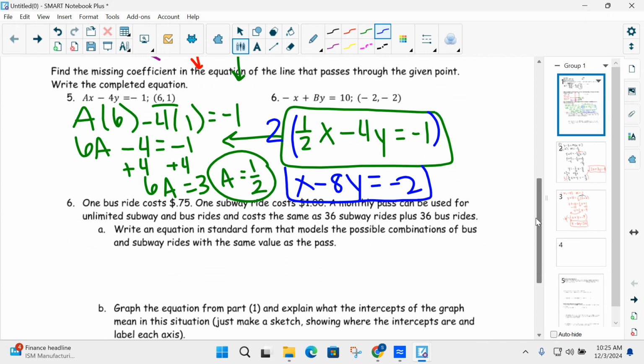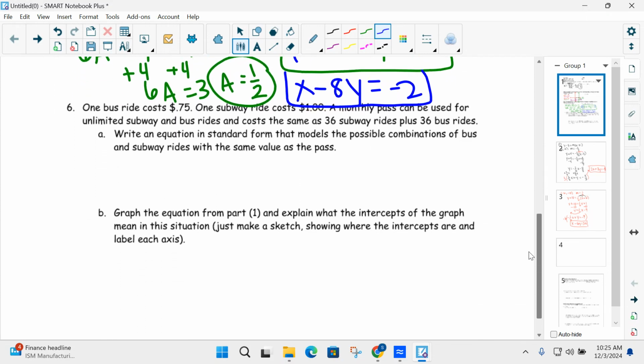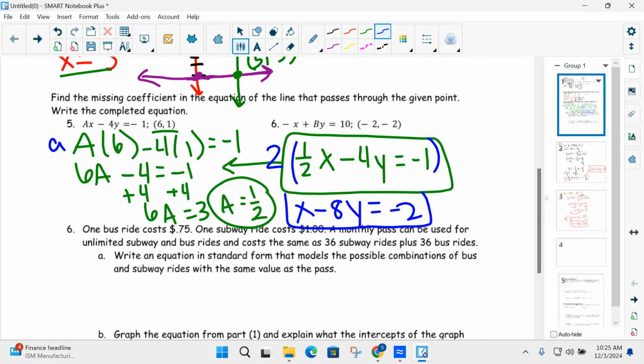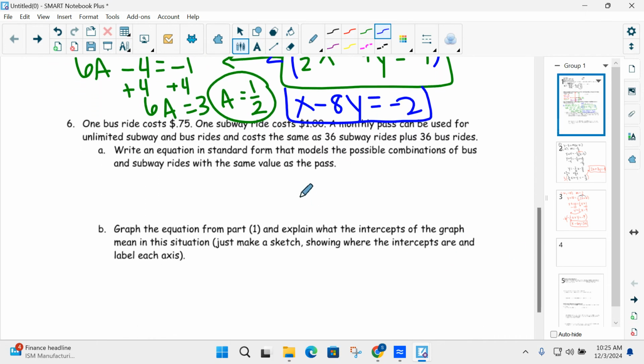Okay, the other number 6 says you can think about this as like 5a, 5b, okay? So this one says to write an equation in standard form that models the possible combinations of bus and subway rides with the same value as the pass. So it says the bus ride costs 75 cents, a subway ride costs $1. The monthly pass can be used for unlimited subway and bus rides and costs the same as 36 bus rides and 36 subway rides.